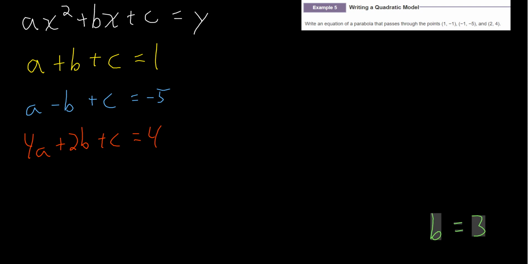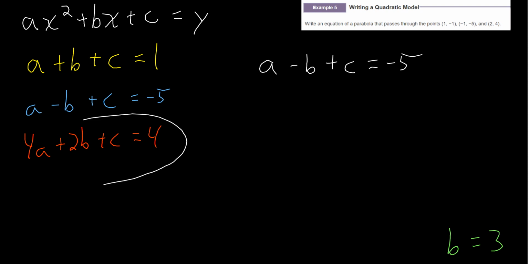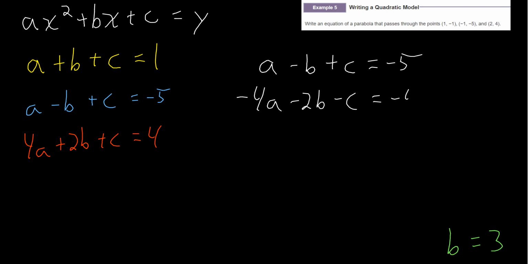Let's put it down here for the time being. Okay, so we have the blue equation: a minus b plus c is equal to negative 5. Then I'm going to multiply this equation by negative 1 and put it under it, so it's going to have negative 4a minus 2b minus c, equal to negative 4. Okay, and doing the arithmetic here, we have negative 3a minus 3b, the c's cancel, is equal to negative 9.